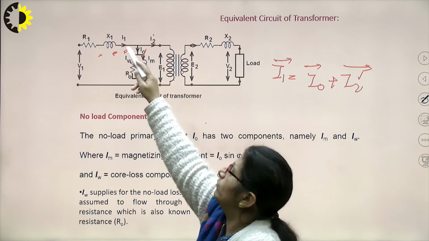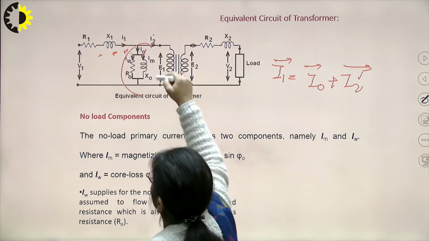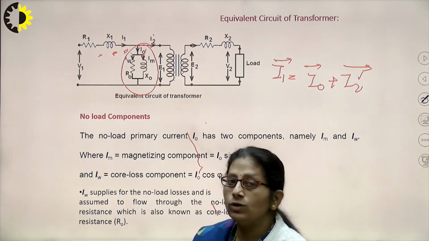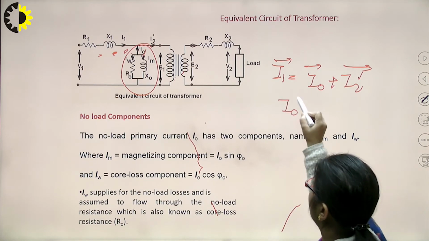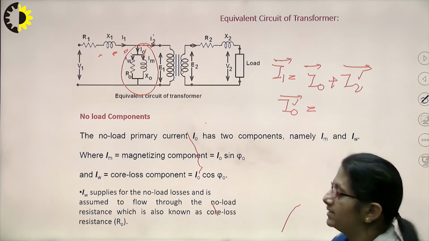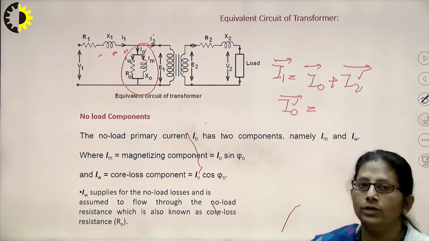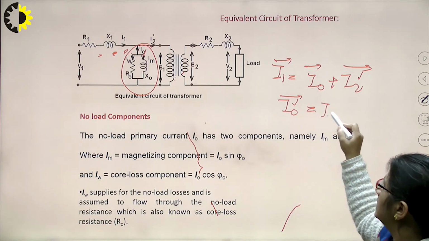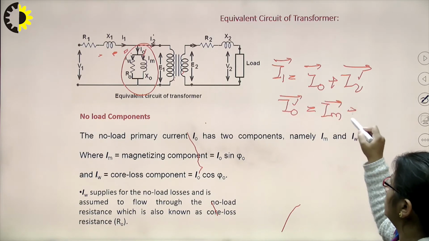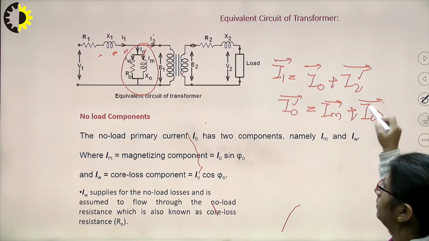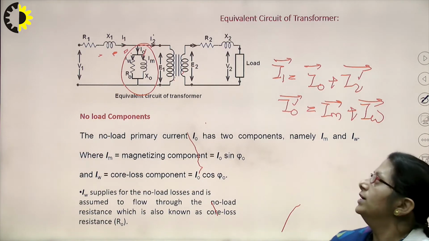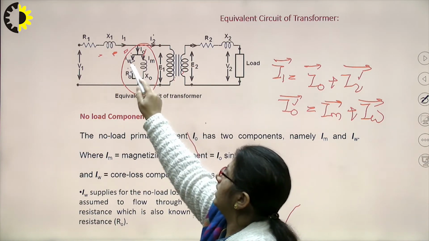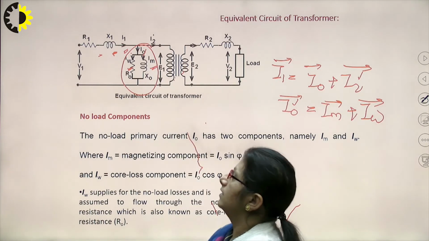Now, once again going for the no load circuit, this is the no load circuit being shown. For the no load circuit, I know that my no load current is once again the phasor sum of two components. What are the two components? One is the magnetizing current and another one is the working component. We also used to call it I mu. So, once again, the working current and the magnetizing current.